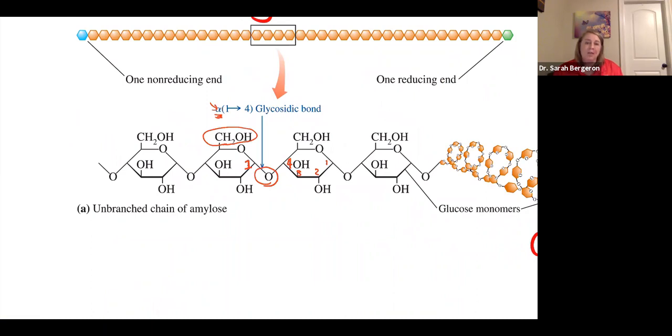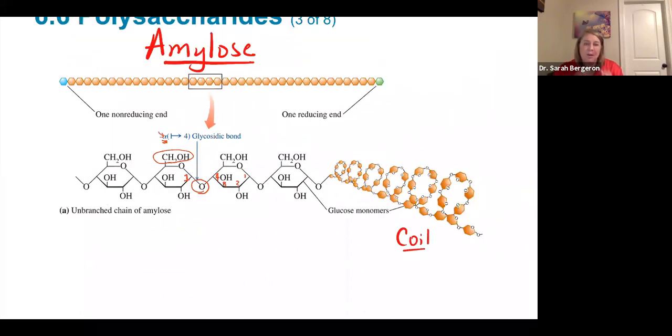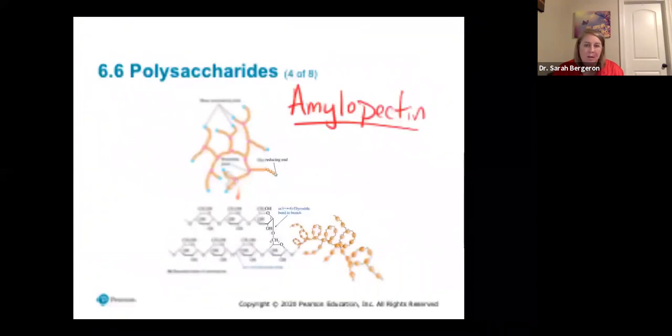And so that's an alpha 1,4 glycosidic bond, and it's just repeated over and over. What happens is that this ends up being a coil. Even though it's just one chain, the 3-dimensional structure turns it into a coil. Okay, so that's amylose. Here's amylopectin, right?